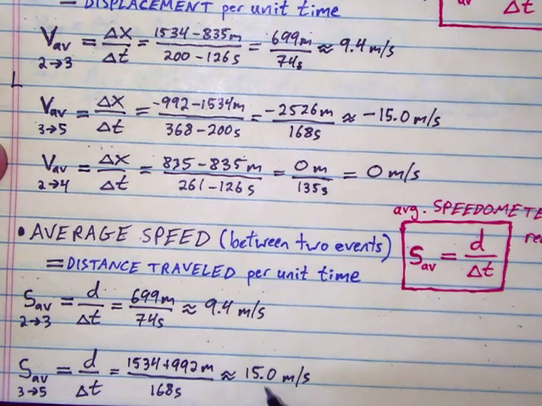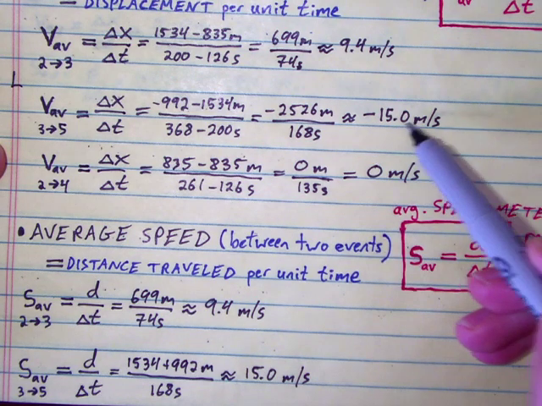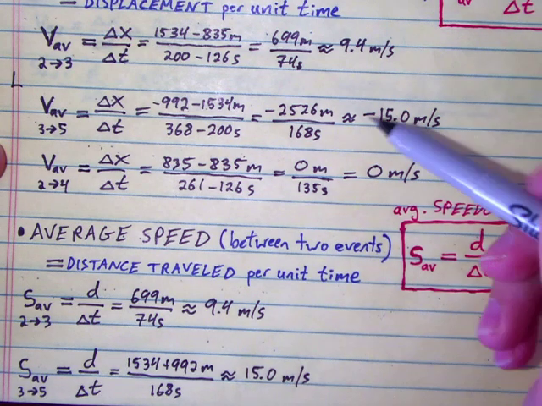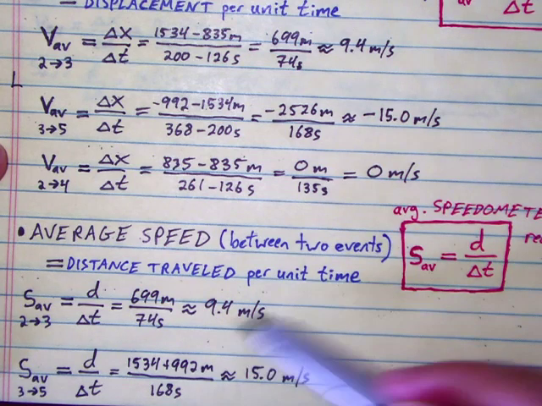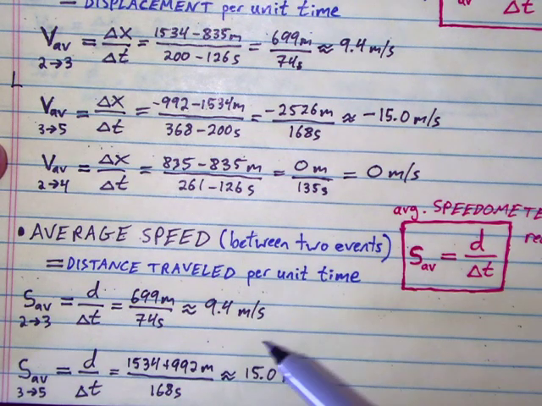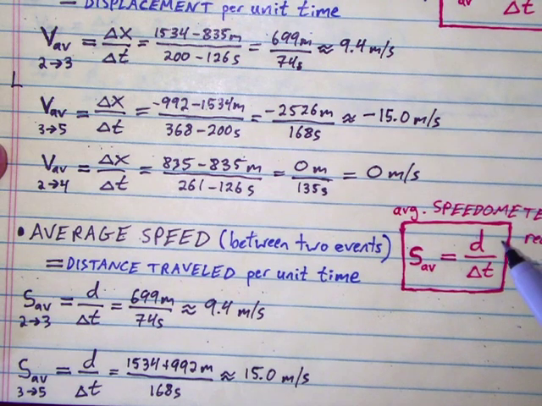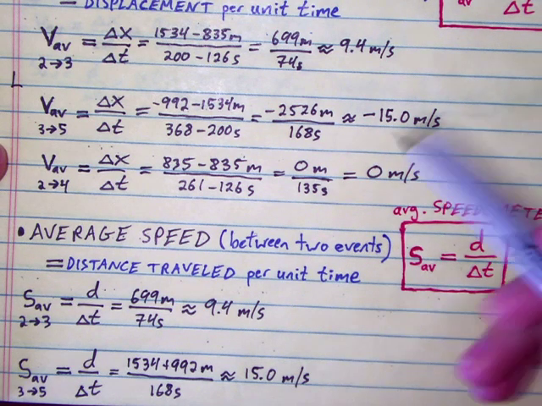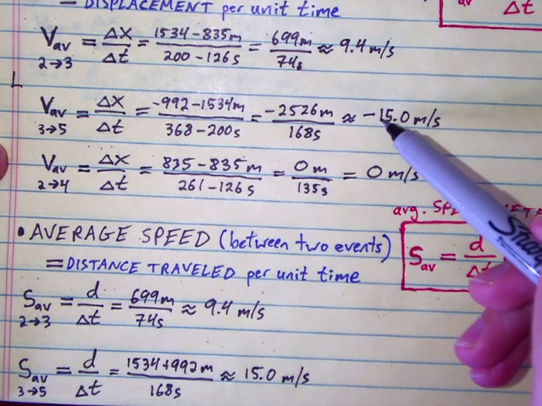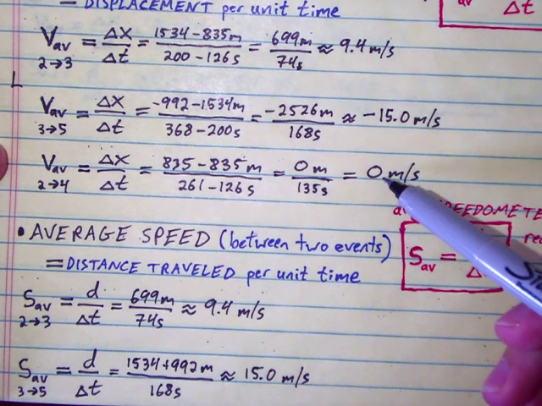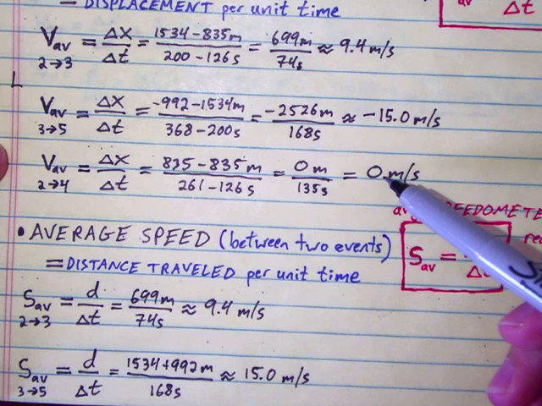Notice the difference between the average speed between events 3 and 5 and the average velocity between events 3 and 5. The average speed is positive, average velocity is negative. Speed is always a positive quantity, because your speedometer doesn't know whether you're moving forward or backward, whether you're moving east or west. All it's recording is the rate of travel. So speed is always positive. Your velocity has that directional information, a negative sign there to tell you you're moving in the negative direction. Or velocity can be 0 if you ended up where you started.